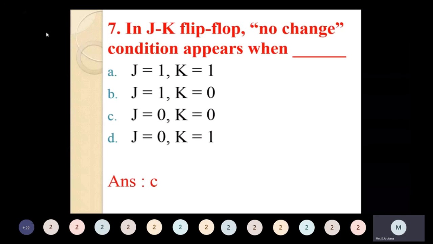So the answer for this seventh question, no change condition appears in JK flip-flop when J is equal to 0 and K is equal to 0. So the correct answer is C.